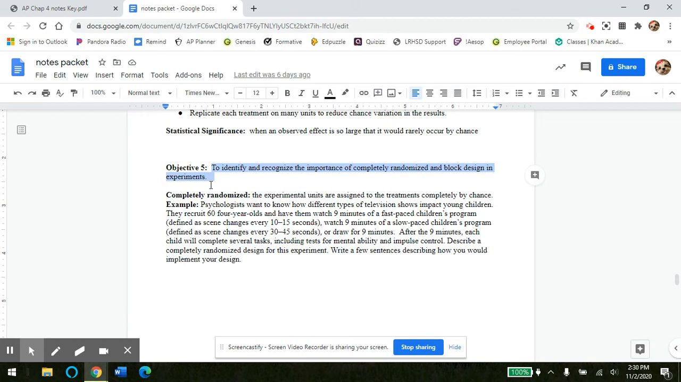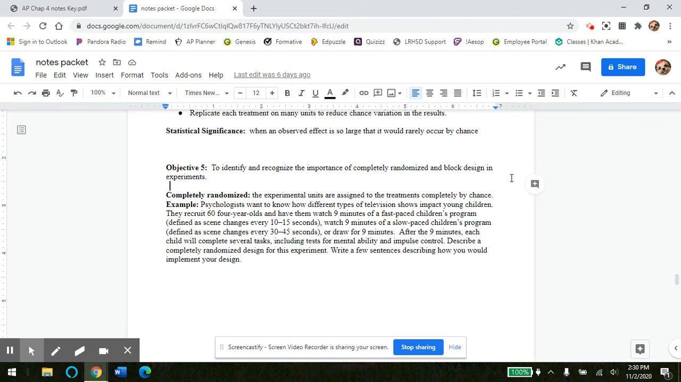So completely randomized is when you have everybody together in one big pile and you just start splitting them up: random, random, random, random, random. You're not looking at their traits when you do that. You just start dividing them into groups.